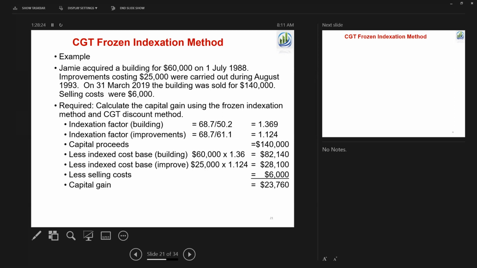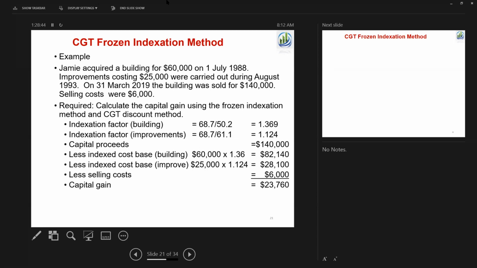So if you use the discount method, 24,500. If you use the indexation method, 23,760. So it is better to use the indexation method here, not like last time, right? Therefore, you understand here, sometimes the indexation method will give a better outcome than the discount method as well, right?